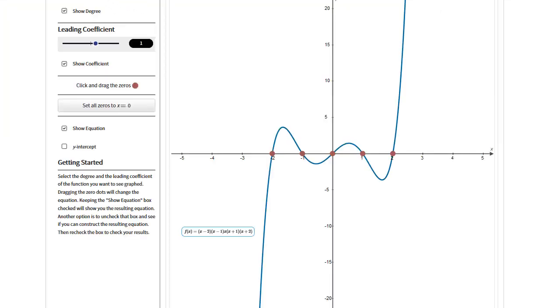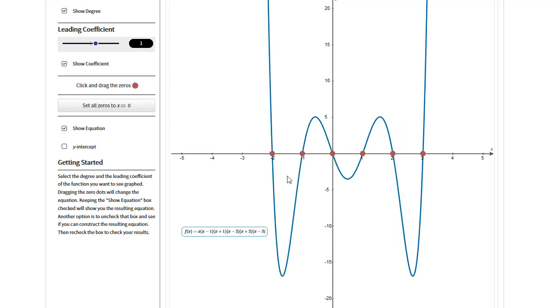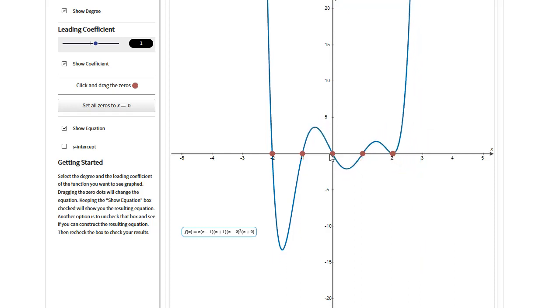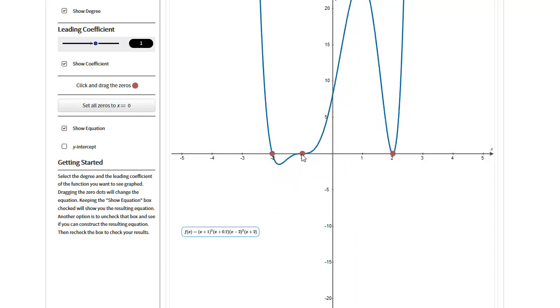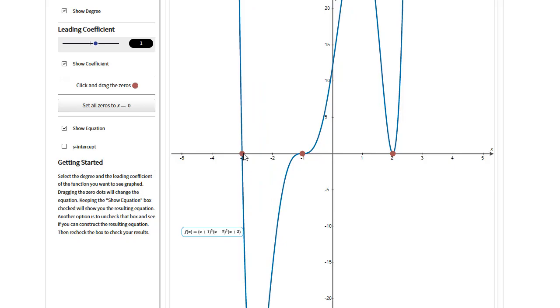We will set the degree to 6. 2 has a multiplicity of 2. -1 has a multiplicity of 3. And -3 has a multiplicity of 1.